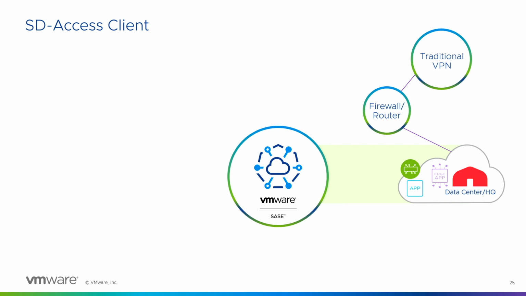Before this, what we had was the typical firewall, traditional VPN coming into the farm. And it worked, but it never worked great. It always felt like a fight every day. So now with the SD-Access client, we're able to find a secure way for them to come into our facility.